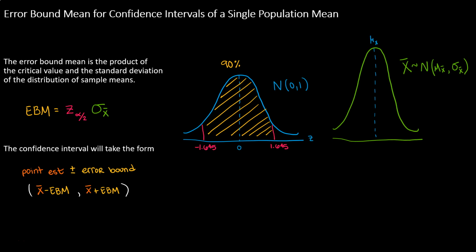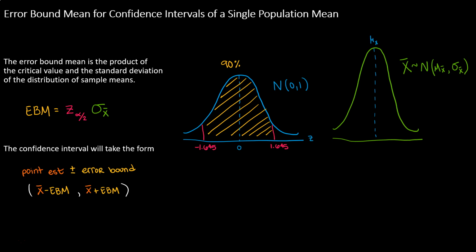The error-bound mean is a product of the critical value, z sub alpha over 2, and the standard deviation from our distribution of sample means, sigma sub capital X bar. We know that for a 90% confidence level, our critical value is positive 1.645, and we know how to find the standard deviation for the distribution of sample means, assuming we know the population standard deviation.